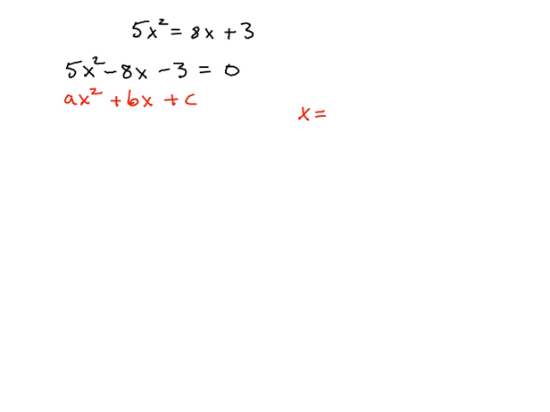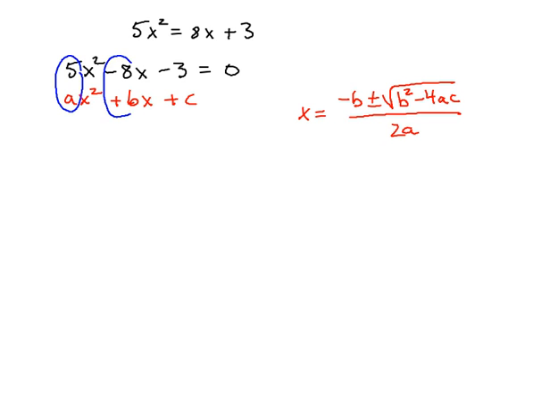The quadratic formula says x is equal to minus b plus or minus the square root of b squared minus 4 times a times c, that whole thing, over 2 times a. Now, in my case, a is 5, b is negative 8, and c is negative 3. So plugging that into the formula, I would have x equal to minus b.